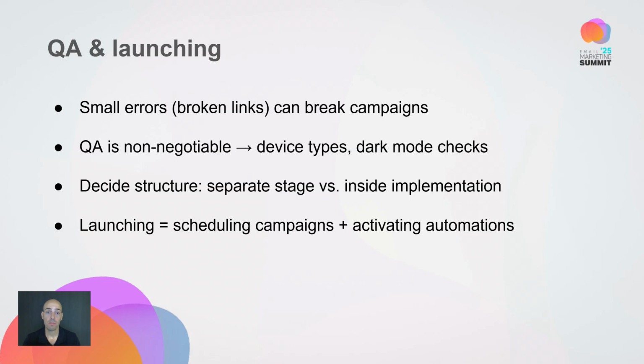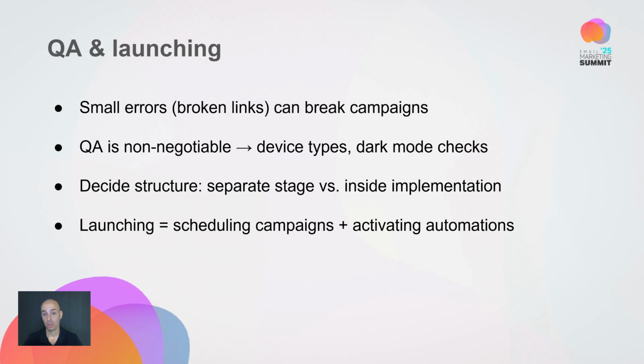So, like mentioned, small errors and broken links can break campaigns. So QA is non-negotiable. It's really important to check different devices. As you probably know, most emails are opened on mobile devices. So it doesn't really make sense to only check how it looks on desktop. It's just the other way around. You need to check mobile first and make sure everything looks great there. And even if there is a little trade-off between desktop and mobile, always go for mobile first. So everything should look as best as possible on mobile devices.